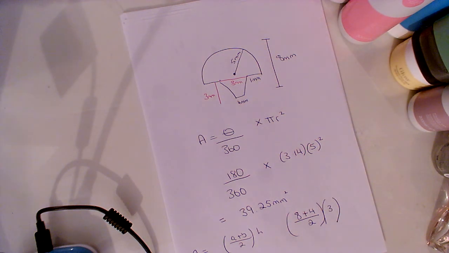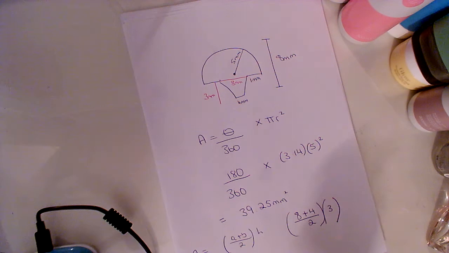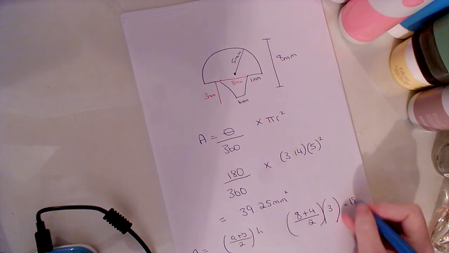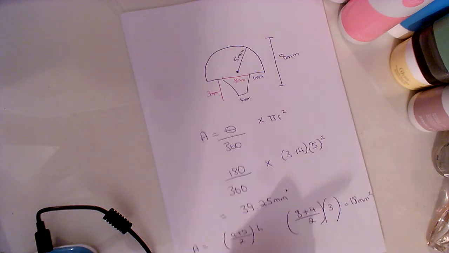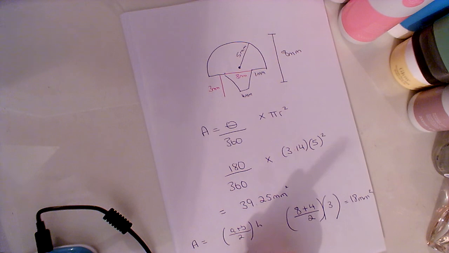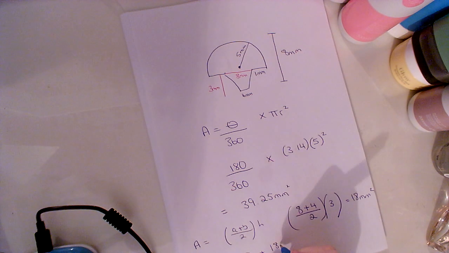The total then will be 39.25 plus 18 millimeters squared, and my total for that particular machine part is 57.25 millimeters squared.